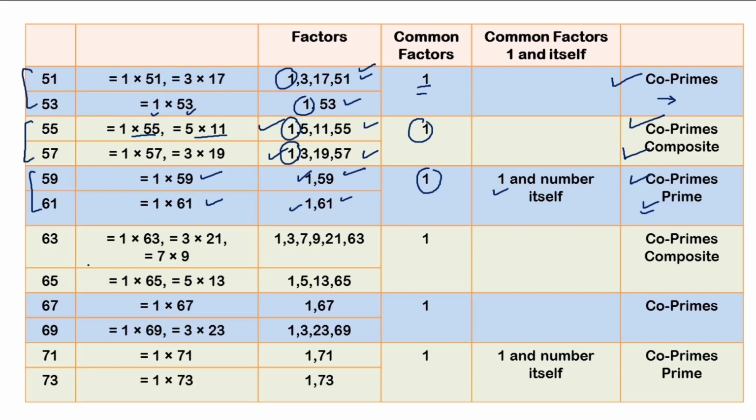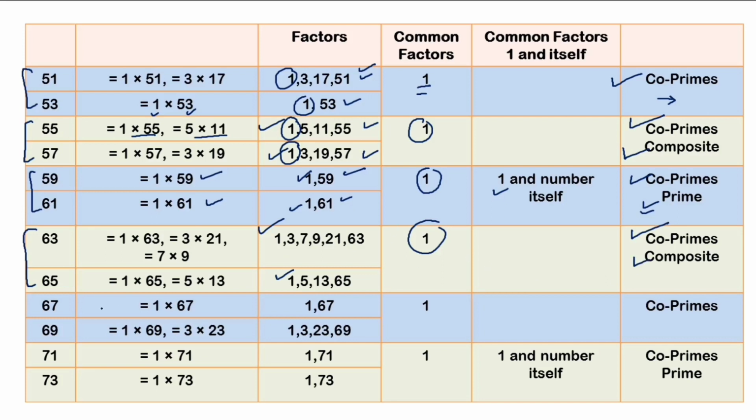Now the next pair is 63 and 65. Factors of 63 are 1, 3, 7, 9, 21 and 63. Factors of 65 are 1, 5, 13 and 65. So the common factor is 1, and both are composite numbers having more than two factors. The only common factor is 1, so these are co-primes, and having more than two factors, they are composite numbers.